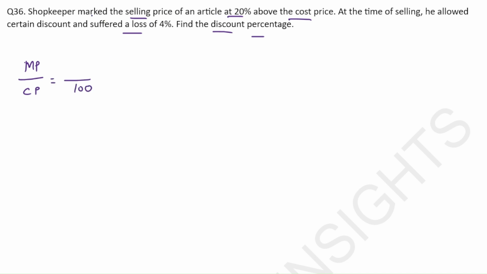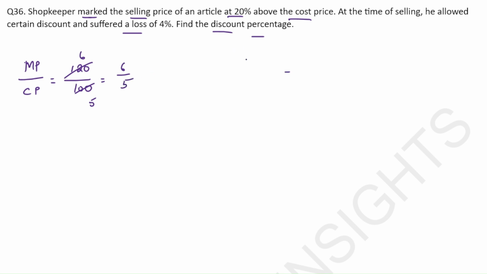20% above, because he marked, right? Mark the selling price means that is the mark price, yes or no? So 20% above means 100 plus 20% will give you 120. So convert into simplest form. So you will get this one as 6 by 5.